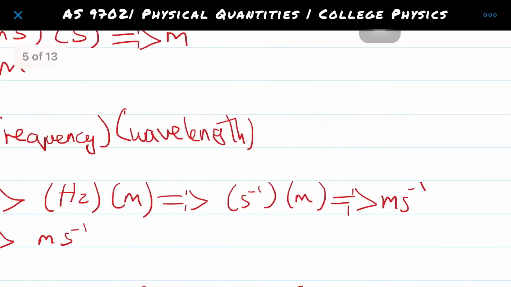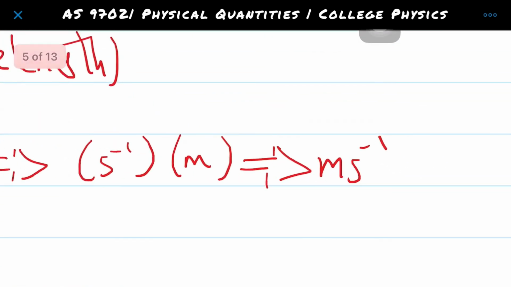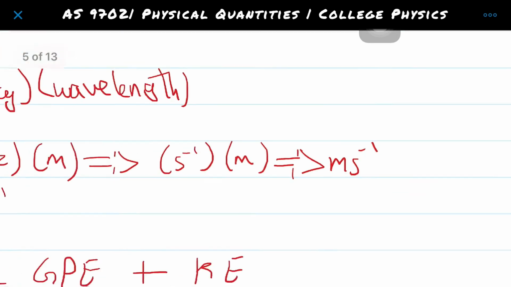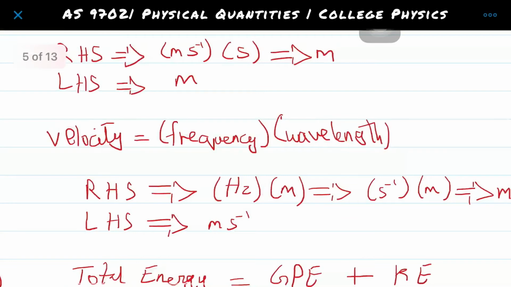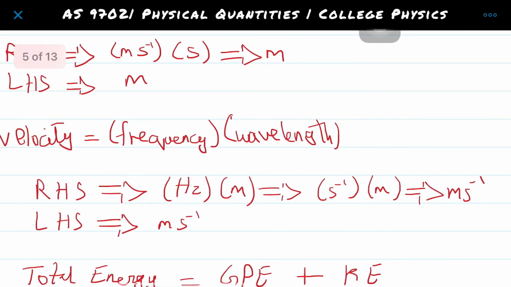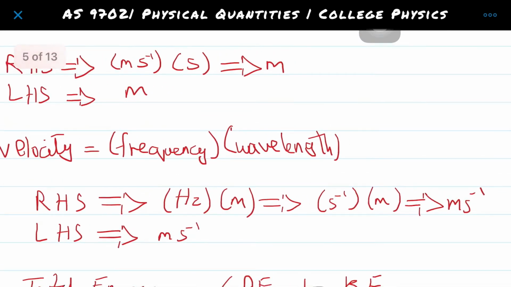So since we are going to be multiplying them both, we also know that frequency in terms of seconds can be s minus 1, because frequency is 1 upon time. So 1 upon time would be 1 upon s, so that would become s minus 1, and multiplying that by the unit of wavelength, which is meter, we would get m s minus 1. So on the right hand side we have m s minus 1.